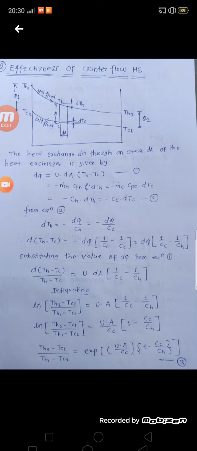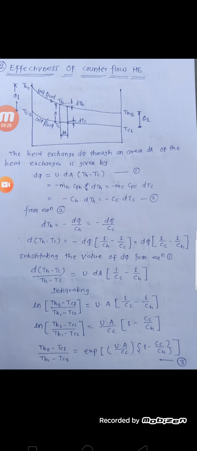So how to write that equation? ln of Th2 minus Tc1 divided by Th1 minus Tc2 is equal to, taking the common term Cc, UA upon Cc, and the remaining term in the bracket is 1 minus Cc upon Ch. At the left hand side there is a ln, so we have to cancel that ln. How to cancel it? By taking the exponential. Exponential and logarithmic are opposite terms, so ln and exponential cancel.